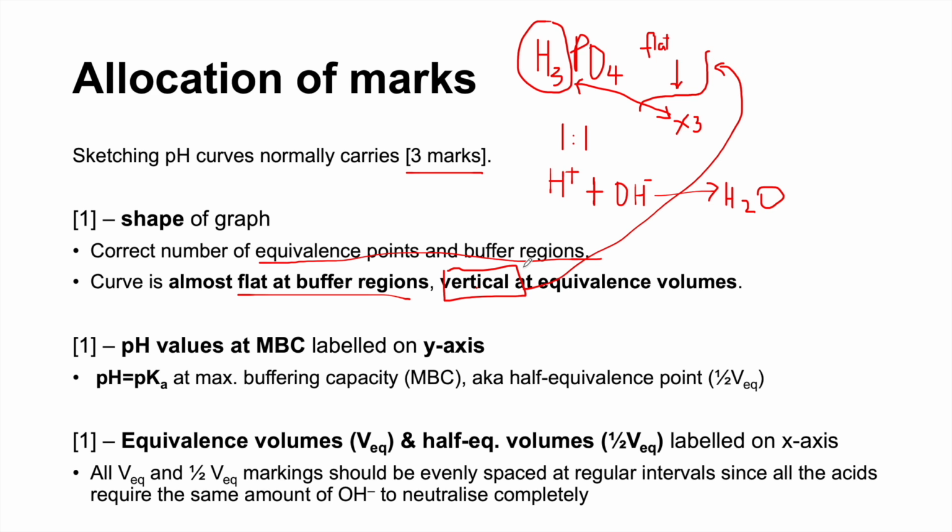Then the next thing that you need to do is for your y-axis, the pH values at the maximum buffering capacity should be labeled there. Again, unlike your normal weak monoprotic acid against strong base curve, we do not care about pH at the equivalence point.